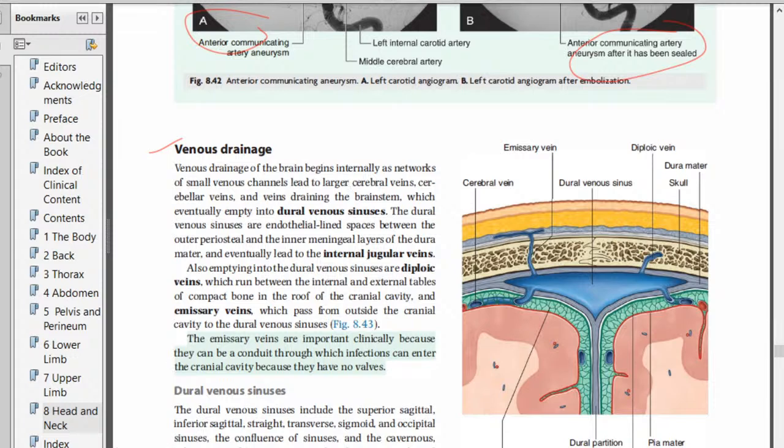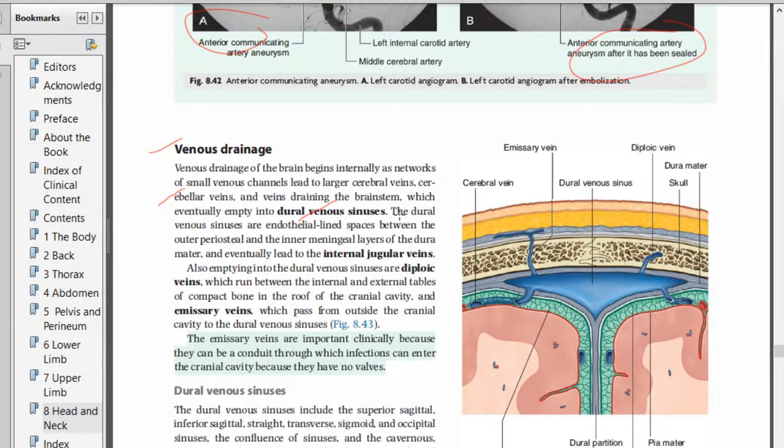Obviously, at first there are capillaries, then arteries, and so on. It works in that way. So at first there is a small network of smaller veins that lead to larger cerebral veins. Small veins lead to larger veins, cerebral, then cerebellar veins, and veins of the brain stem, which eventually come to the dural venous sinuses.